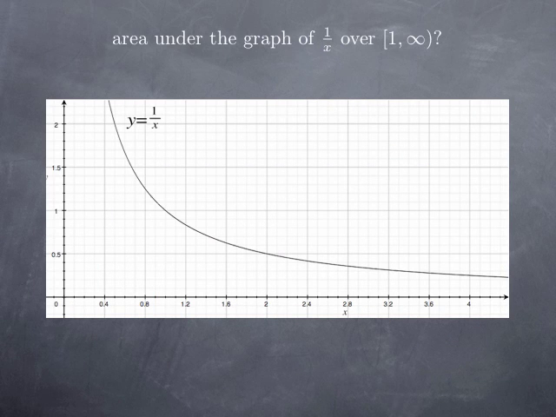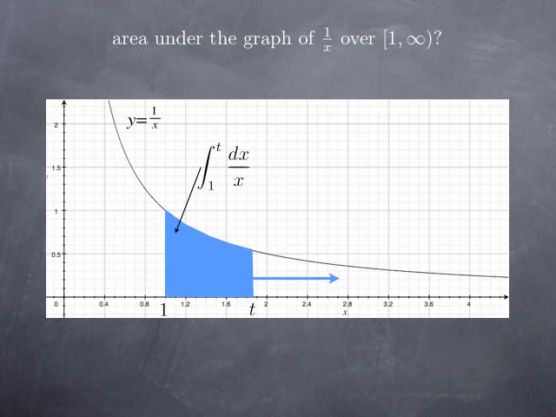Now let's play the same game with y equals 1 over x, and we do the same thing. We're looking for the area under the graph of 1 over x over the interval 1 to infinity, and we may ask the same question, does it make sense? Can we proceed the same way? So proceeding the same way, we look at just the area from x equals 1 to x equals t, and then we'll see what happens when we let t go to the right ad infinitum.